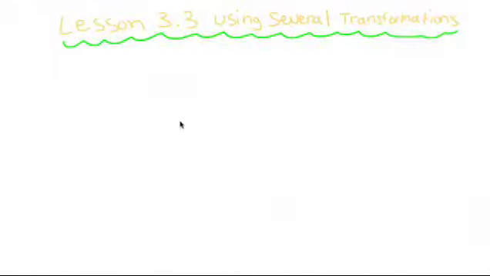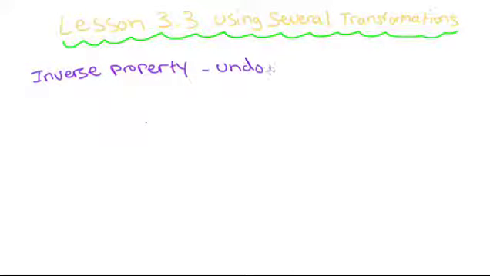So, this is lesson 3-3, using several transformations. We are going to learn how to solve equations, but with more than one step. Let's start with the inverse property. The inverse property is basically undoing stuff. Let's do an example here.